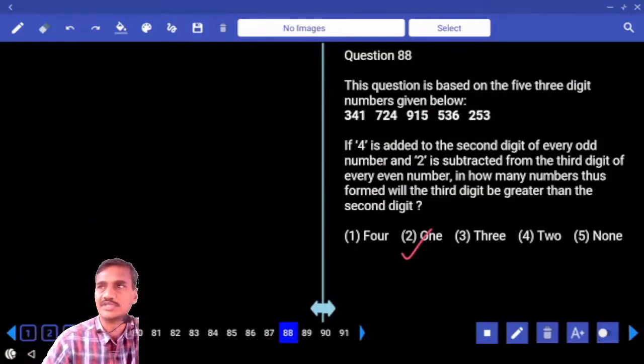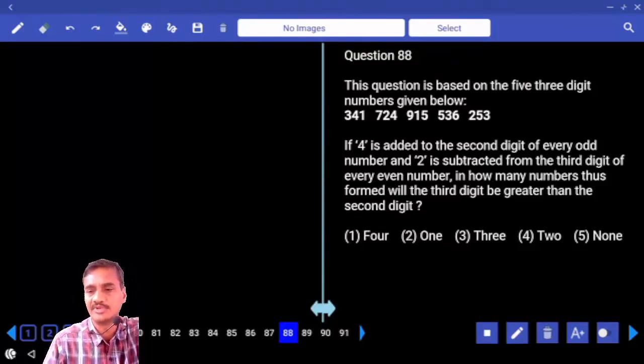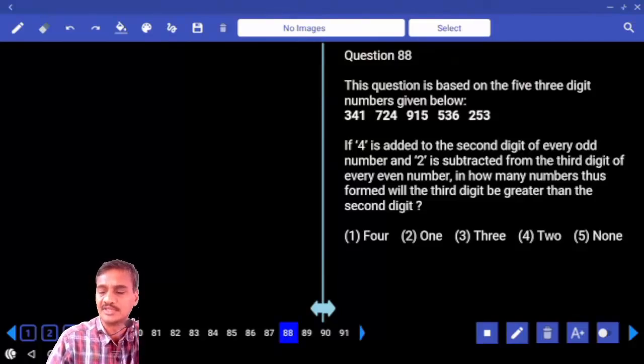And 88 onwards, they are based on a set of numbers. 4 is added to the second digit of every odd number. And 2 is subtracted from the third digit of every even number. Now, in how many numbers formed will the third digit be greater than the second?